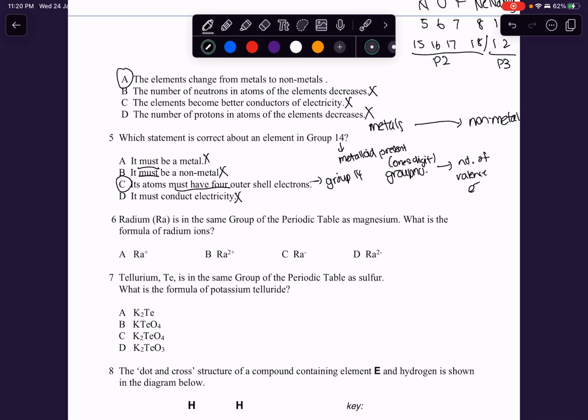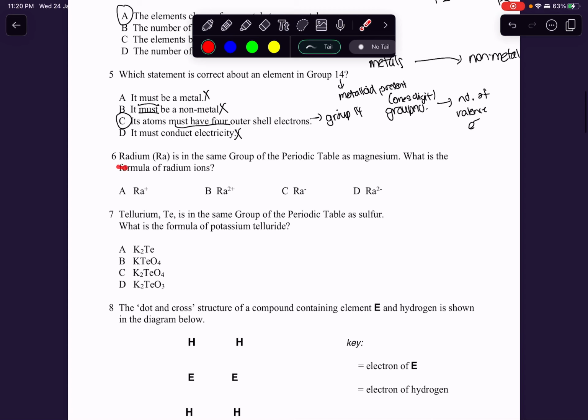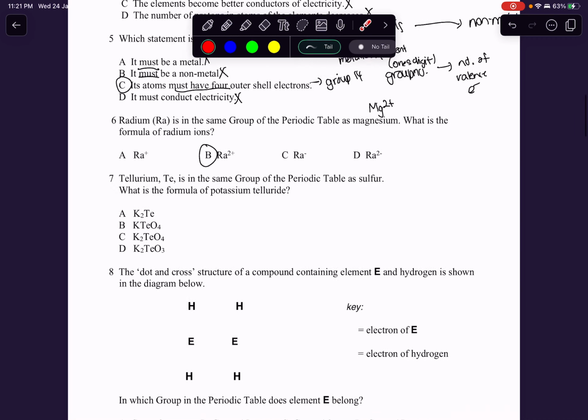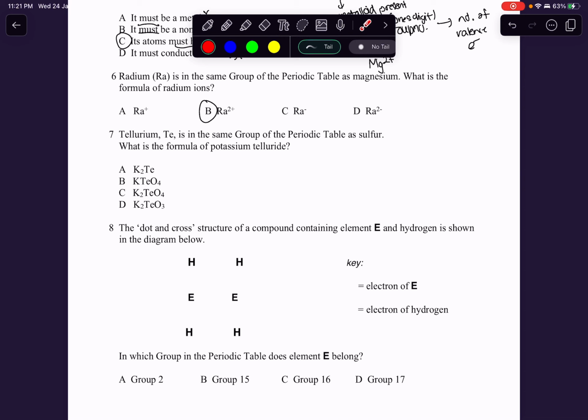Last one, must conduct electricity, is also wrong, because you have non-metals inside group 14, like your carbon. Question 6. Radium is in the same group of the periodic table as magnesium. What is the formula of radium ions? Magnesium ion is Mg2+, so radium will follow, so Ra2+. So answer is B. Same group means the same number of valence electrons, therefore when they form ions, they will either lose the same or gain the same number of electrons, depending on whether they are metal or non-metal to start with.